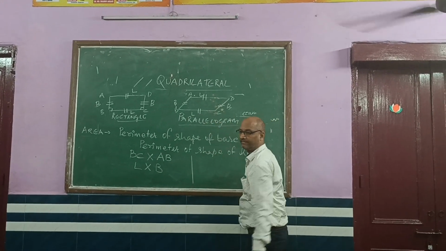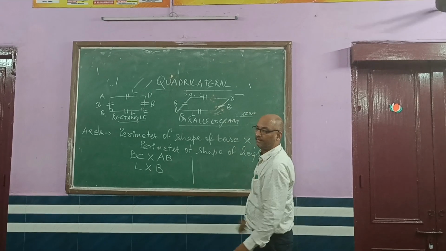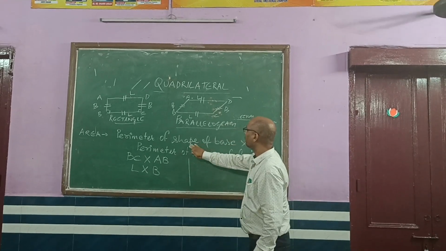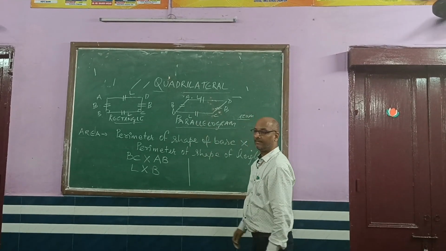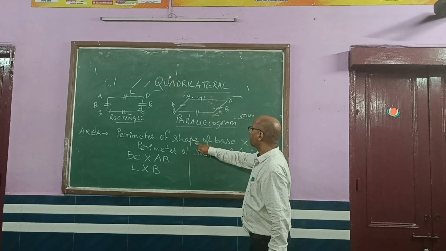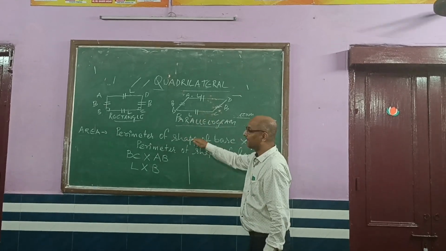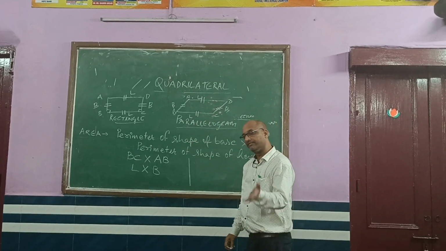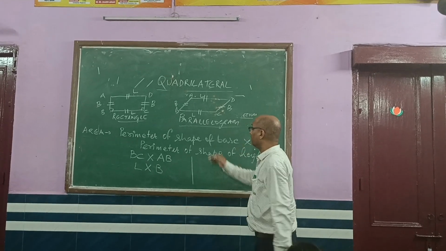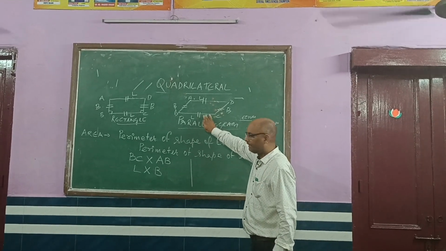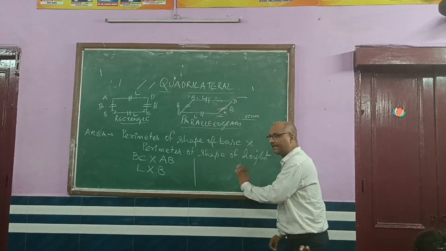Base. Where is base? BC. Okay? BC is the base. What is the shape of base? Line segment. Perimeter of line segment is what? Line segment itself. So what is the name of that one? BC? Okay, very good. I am not writing it right now.